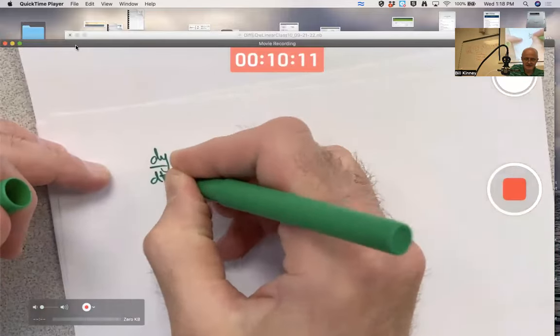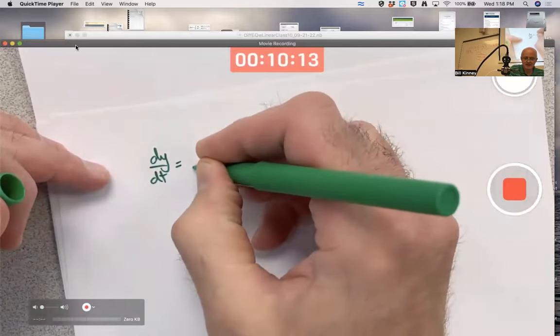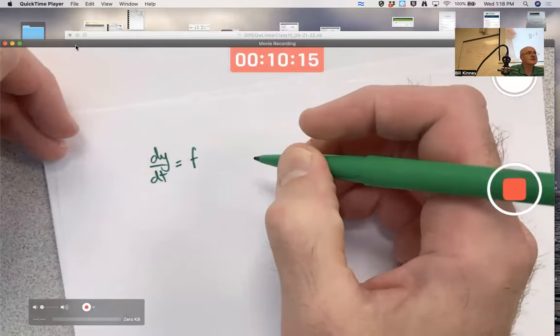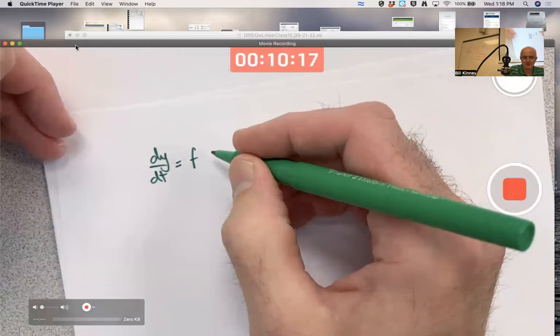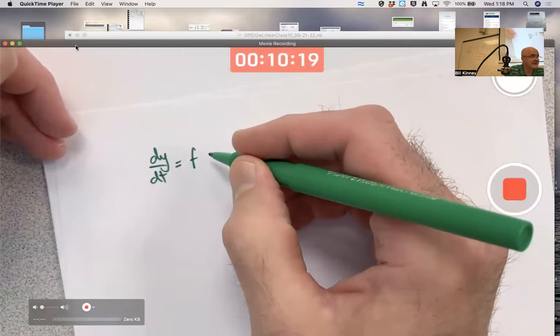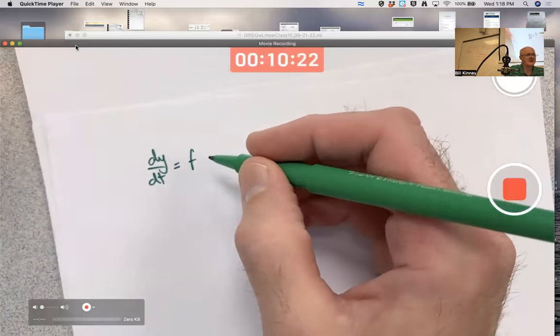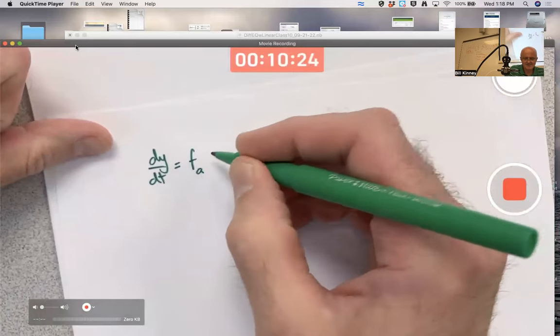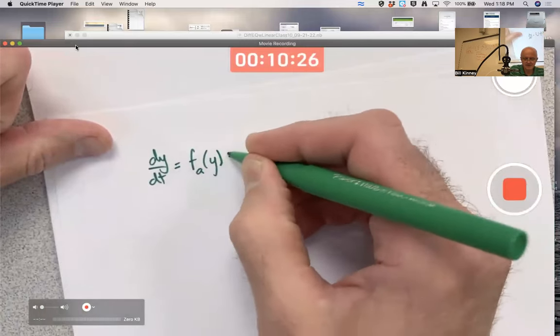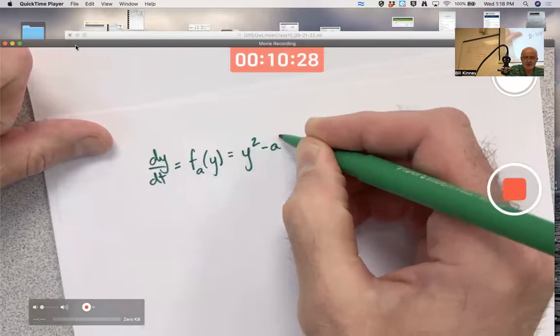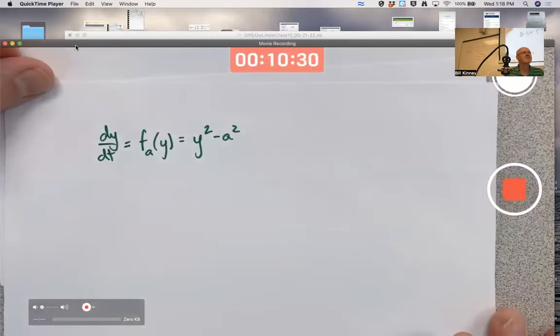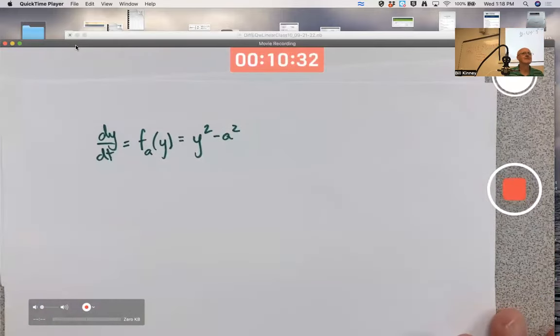dy/dt equals y squared minus a squared. It's an autonomous equation. The right-hand side only depends on y, not t. But maybe it also depends on a. Maybe I should make the a be a subscript of the f. Question is, what does the slope field look like? That's what I'm after.